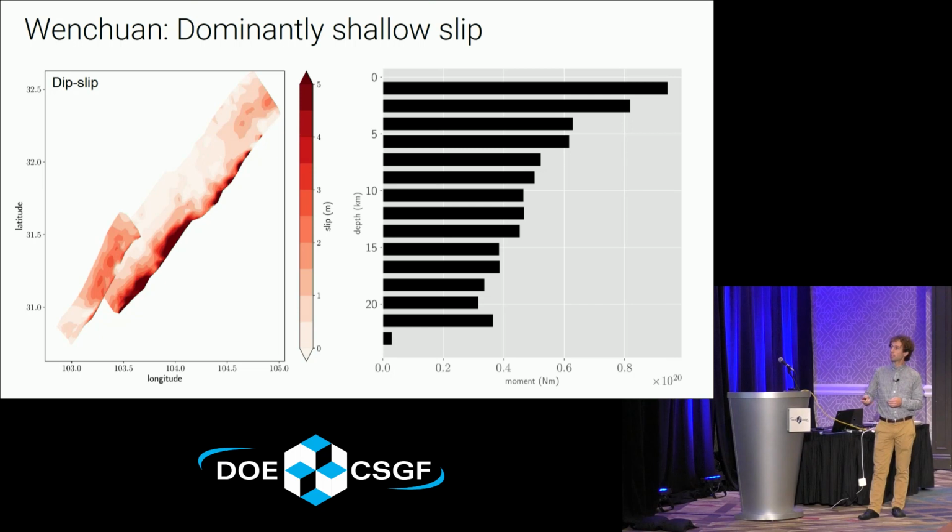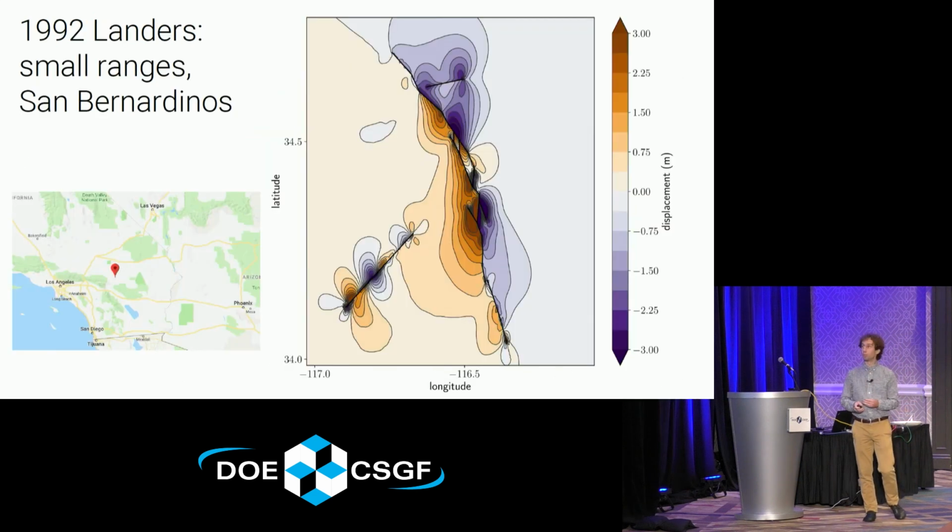What we find, and I'm showing map view here, so this is longitude, latitude, is a dominantly shallow slip earthquake. So you see large amounts of slip in this section of the fault near the surface. I'm going to come back to this in a few slides and compare to what we've seen before from other inversions.